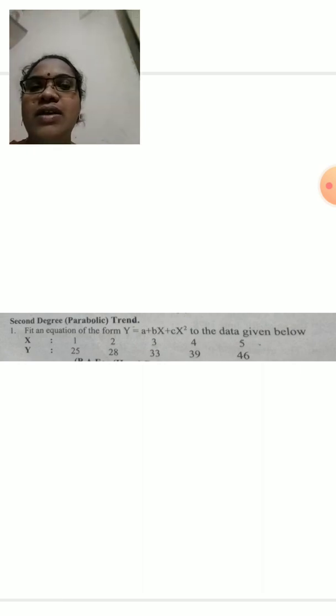Now let us discuss the problem. Second degree parabolic trend. Here fit an equation of the form y equals a plus bx plus cx square to the data given below. The x values are 1, 2, 3, 4, 5. The y values are 25, 28, 33, 39, 46. Now we go to the problem.